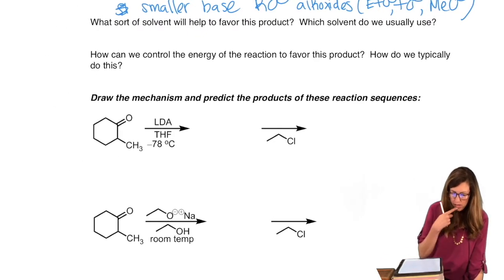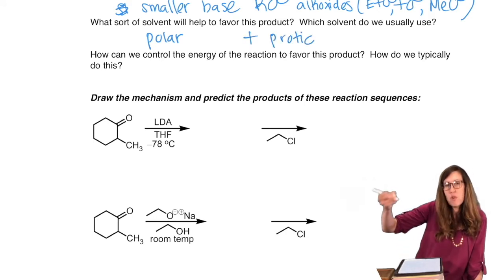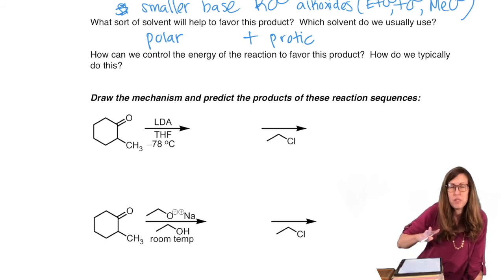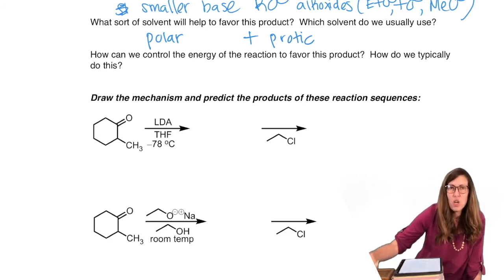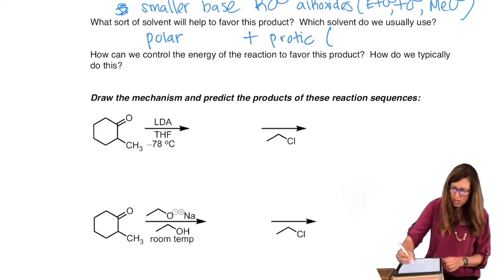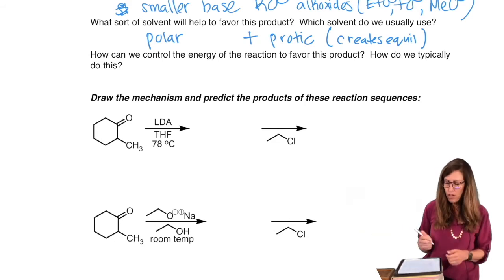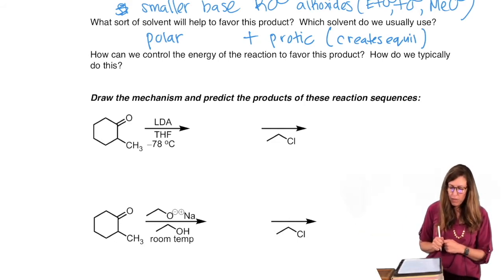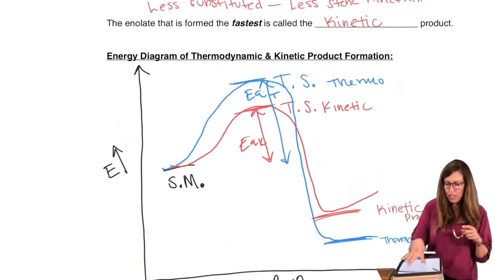Okay, what solvent would be good? Still need polar, no matter what, because we have an enolate to dissolve. But this time we will want protic. Because we are going to get the more stable product, we want to slow down the reaction to have an equilibrium, because if you have a slower reaction, it gets a chance to funnel toward the lower energy well. So, it creates equilibrium, and the equilibrium will eventually favor the lower energy product. Okay, energy of reaction: high temperature to get over that big blue hump right there.